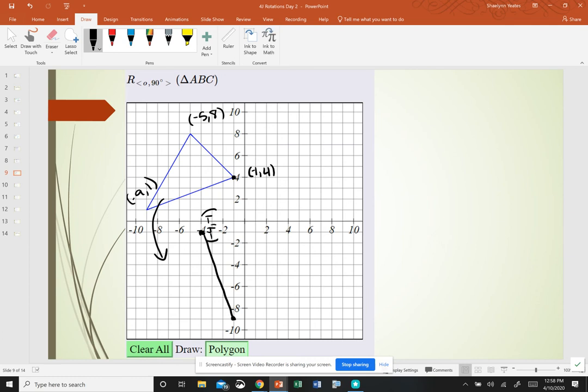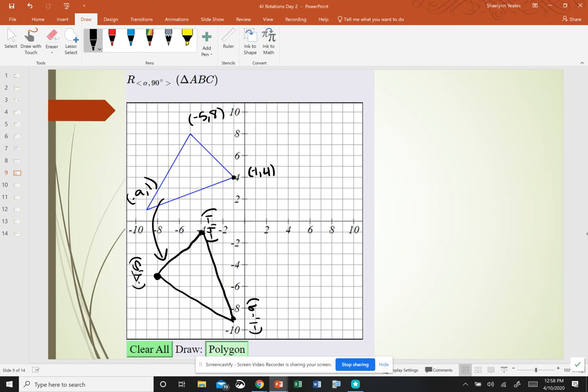And this other one went negative 5, up 8. And if you look, this is now negative 8, negative 5. This is now negative 1, negative 9. And I'm writing the points the direction that I saw it. So that's how we rotated it 90 degrees. So that's where those new points should be. And that's how you would draw it.